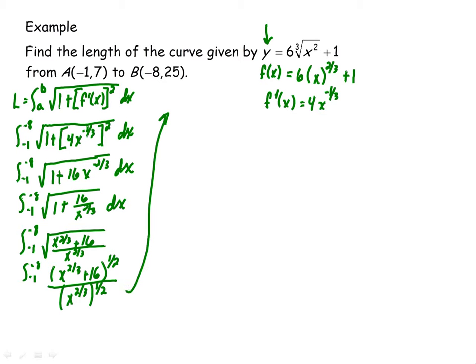So that's going to turn into the integral of -1 to -8. The numerator is going to have to stay as is, but the denominator, look at what we have. We don't have a group down there, do we? So the denominator is going to go to what? x to the 1/3.